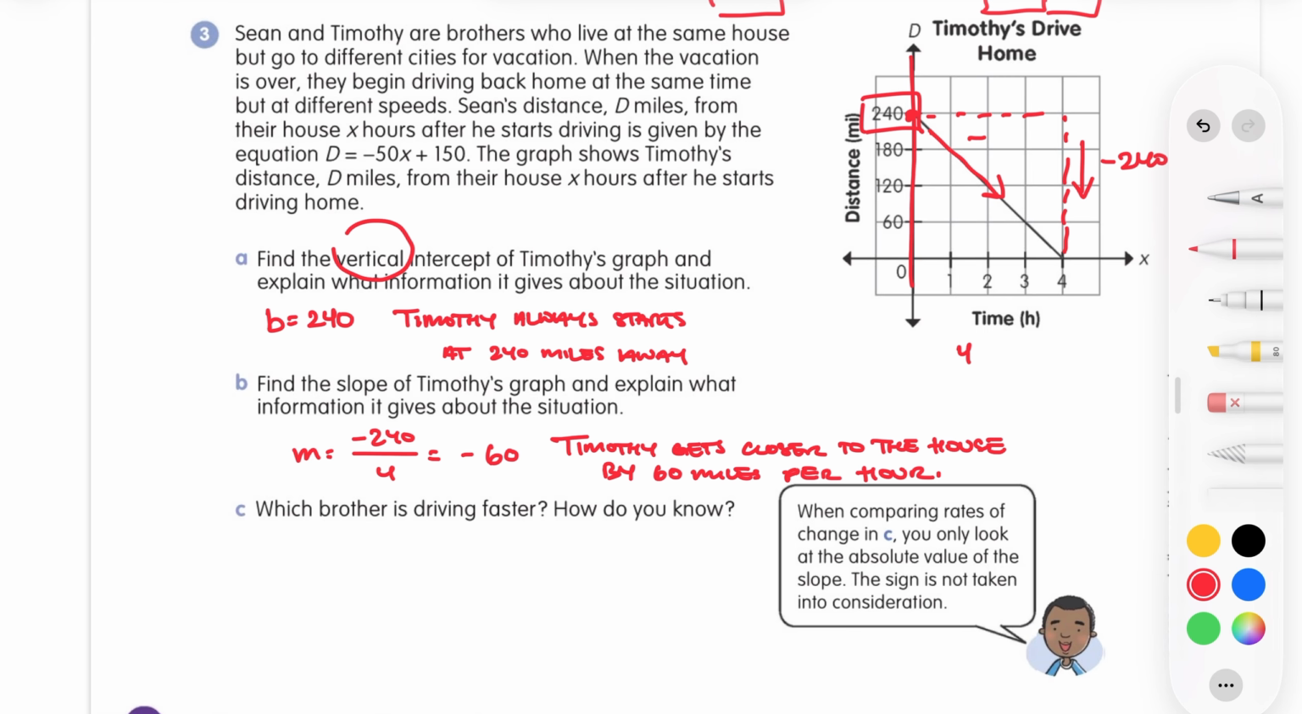Now, right here, it says which brother is driving faster. That's because we have Sean. So we're given Sean as well. And this time he's given an equation. So the question is, is this going to be something that matches? Now, it's talking about driving faster, right? And so you have to determine, are you finding the slope or the y-intercept? And so driving faster is the slope.